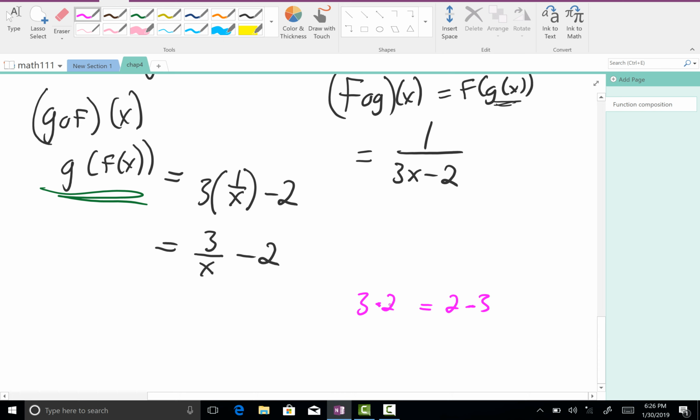Function composition, we just showed, is not commutative. Just because you do f of g of x and you get an answer, that doesn't necessarily mean g of f of x is going to be the same thing. So it's not commutative.